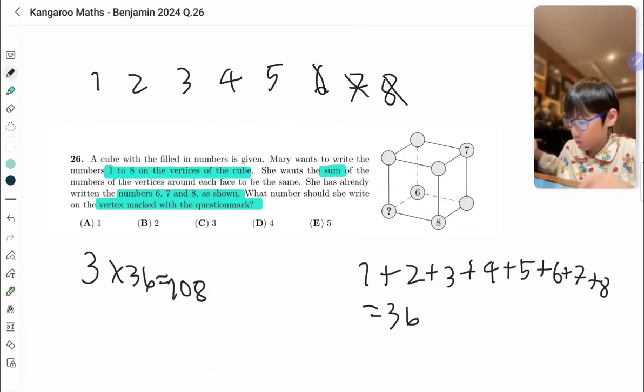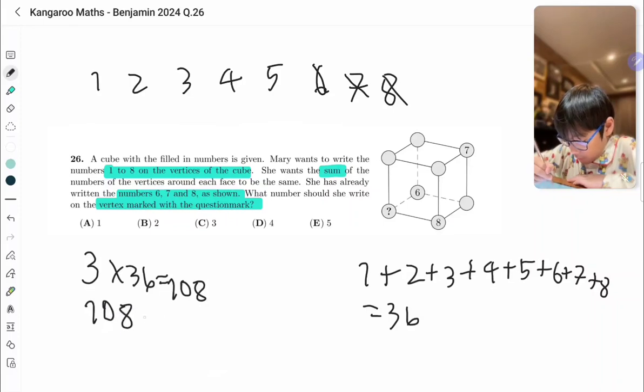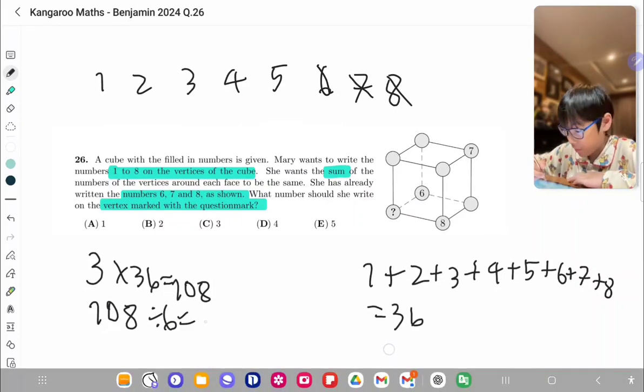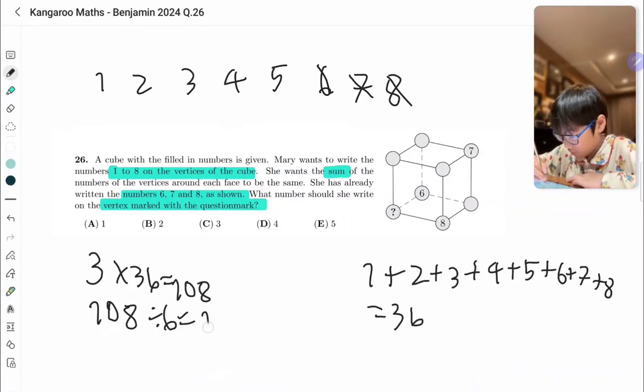That's very important. So let's do 108 divided by 6. For the very quick mathematicians, I expect you to find the answer in 3 seconds. That's 18. So now we find out it's 18 per face.